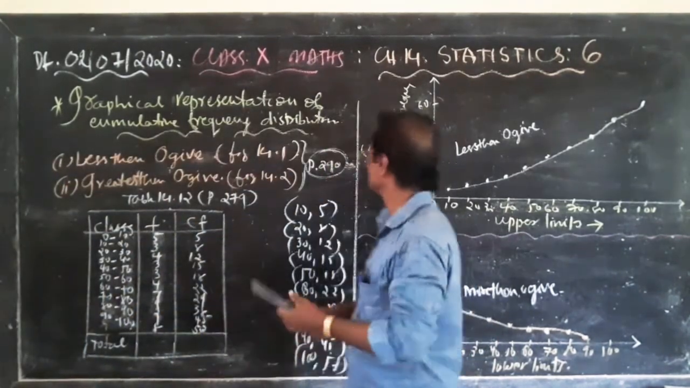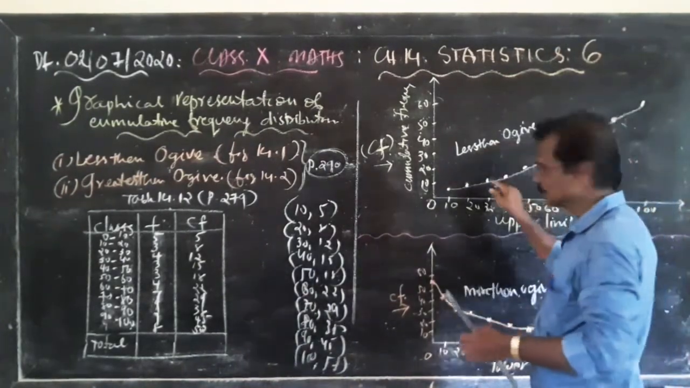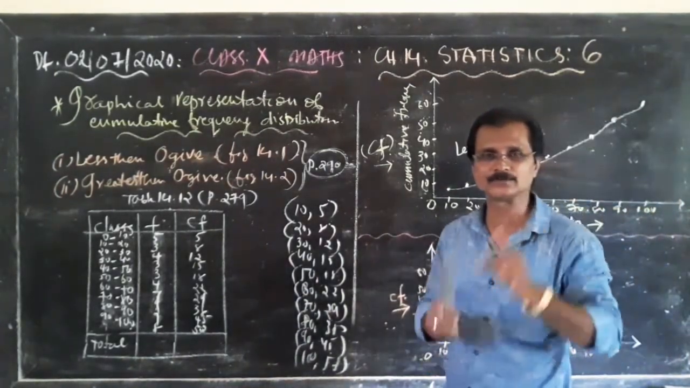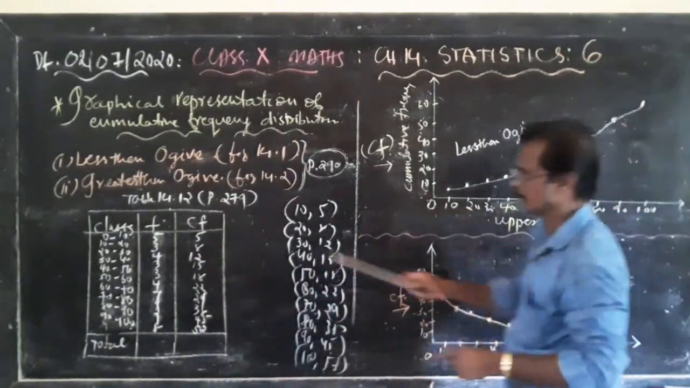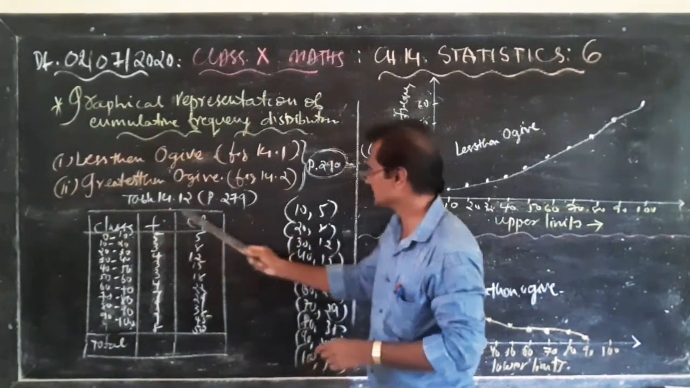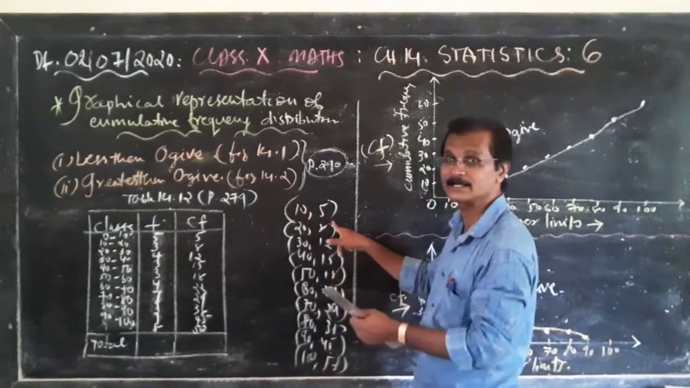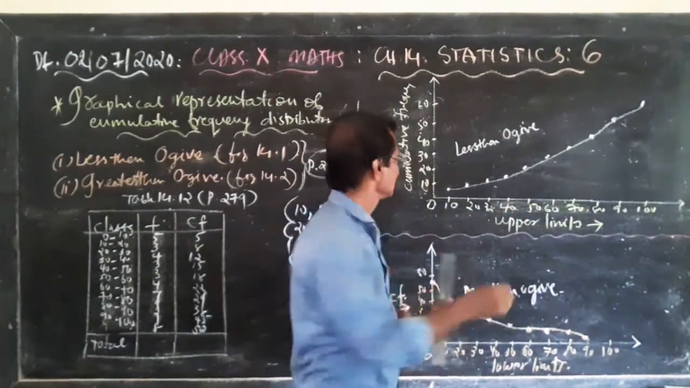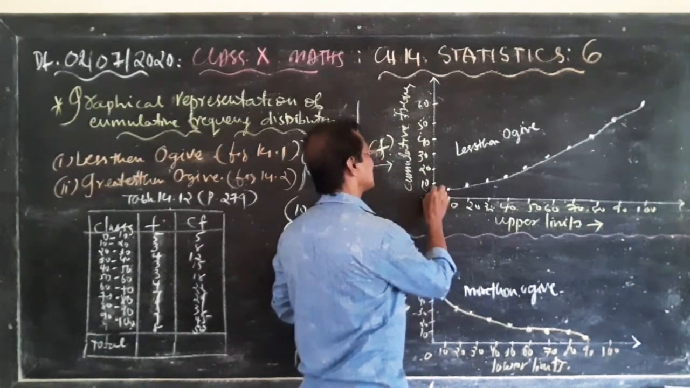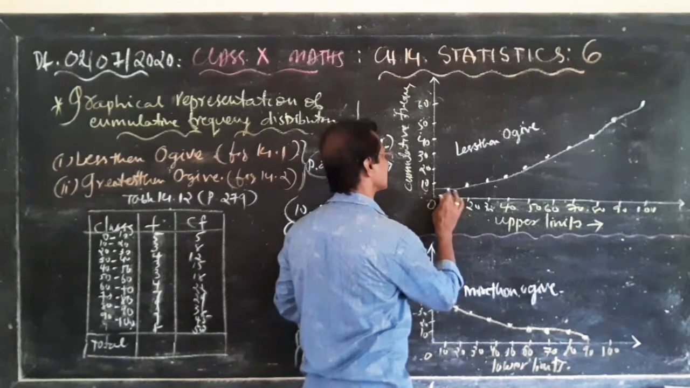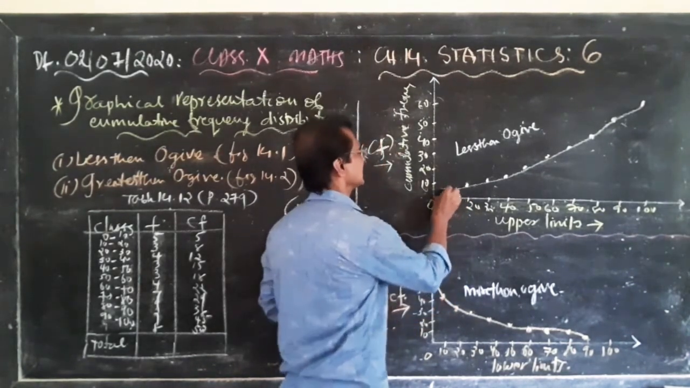How to make the pair? We need to put the points here. To draw the less than ogive graph, we need to put the points. Then how to put the points is very important. So here for less than ogive, here is upper limit. So upper limit is 10. Then you take corresponding cumulative frequency 5. Then you will get an ordered pair 10, 5. Then how to put the point 10, 5? Moving from 10 and 5 here and here. So from 10 you go upward, from 5 you come here. So you will get the point here, 10, 5.